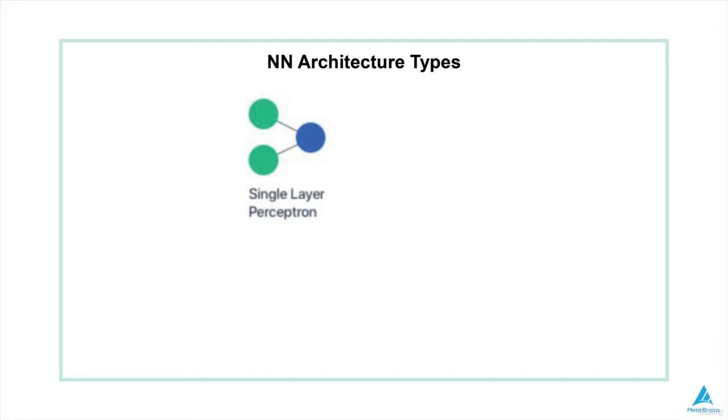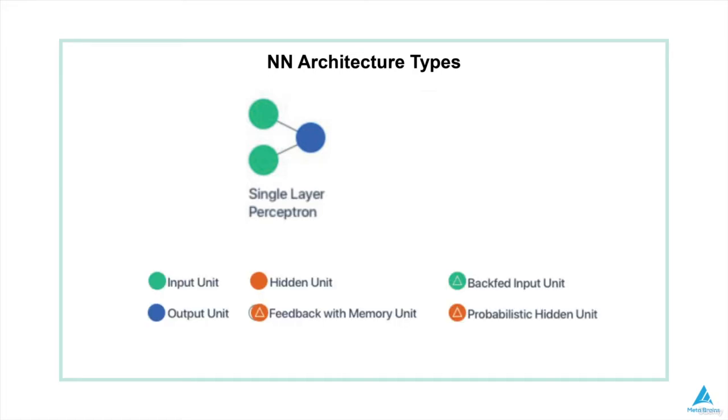There are various architectures of neural networks, so let's go over the different types of neural network architectures to get an idea of what they really are. The simplest type is the single layer perceptron model.